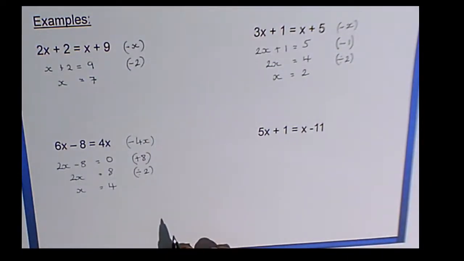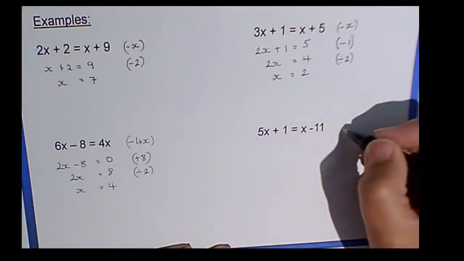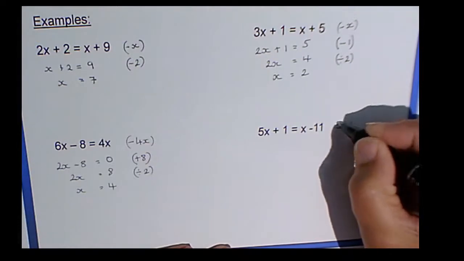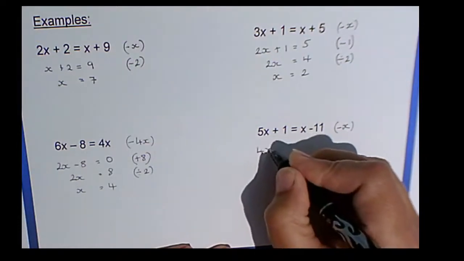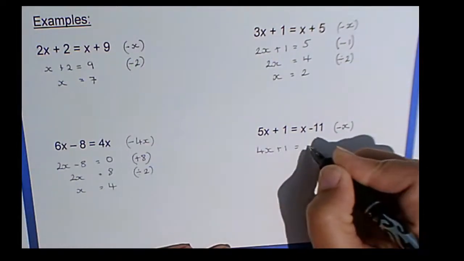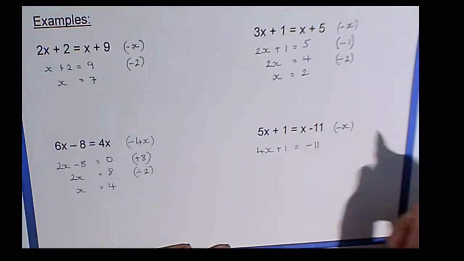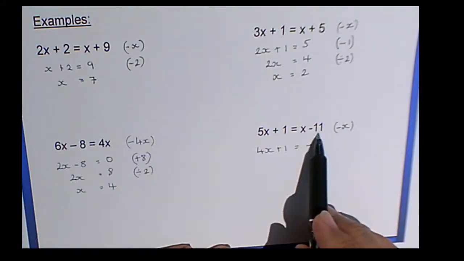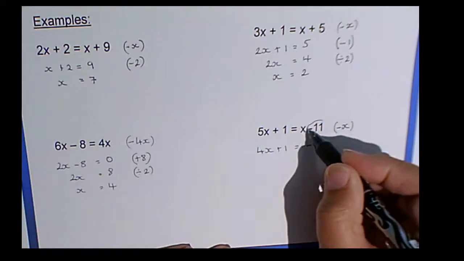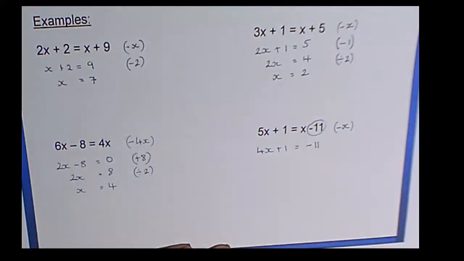Finally, our last one then. So again, we'll start with the x's. So 5x or 1x. I'm going to get rid of the 1x first. So again, I'm going to subtract x from both sides. So we get 4x plus 1 equals minus 11. Now I've got to make sure that our negative 11, okay, remember the symbol is stuck to the numbers that follow. We can't just lose it or change it.